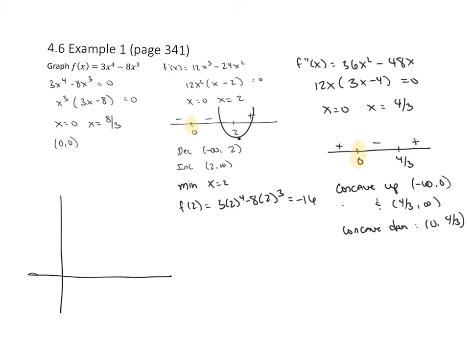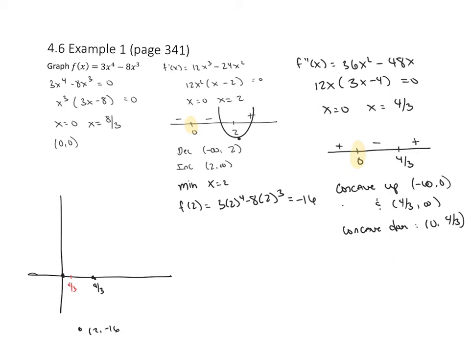So let's see, we have 0, 0, and then 8/3 is going to be another point. And then, let's see, 2 is going to be negative 16. And 4/3 is going to be something that I want to pay attention to. So I'm going to put 4/3 on my picture. And 0. So let's see what's happening.